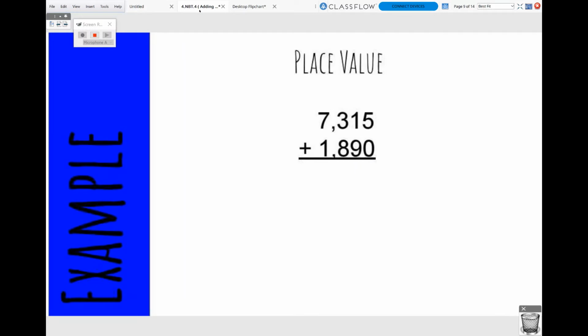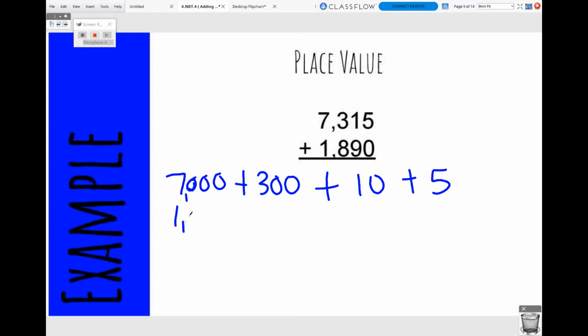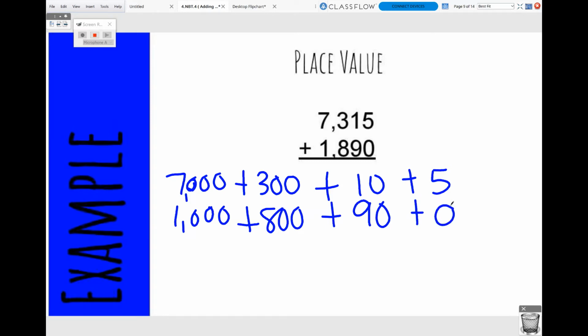Our next problem we're going to solve using place value. So we are going to take each number and we're going to expand it. So we're going to write each number in expanded form. So I have 7,000 plus 300 plus 10 plus 5. And then I have 1,000 plus 800 plus 90 with 0 ones.